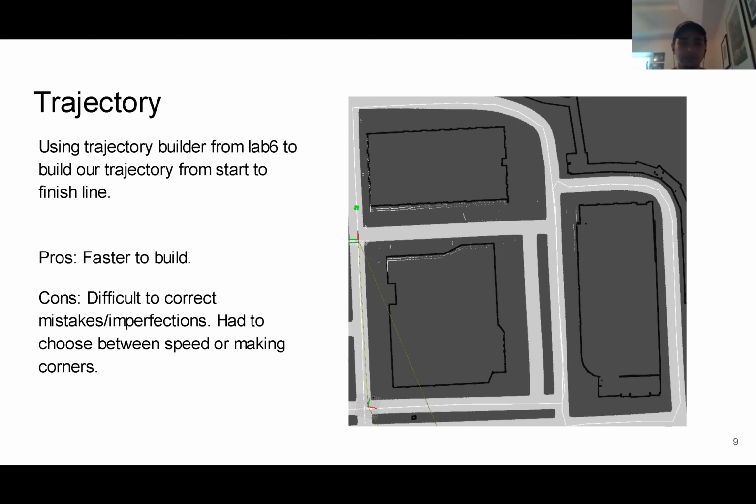When we tried to increase its max speed so that it goes faster in the straight paths, it wasn't able to make some of the turns. And if we try to make it slower, it wasn't going to finish in time.